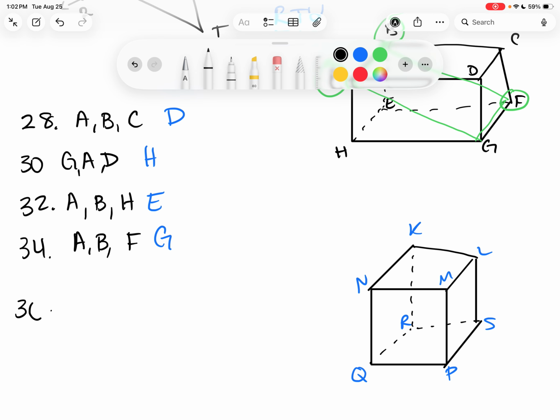All right, so we're finding points that are not coplanar with N, K, and L. So that means it can't be on this top plane here. So Q is one. Two more. Q, R, P, and S. Those are all on a different plane.